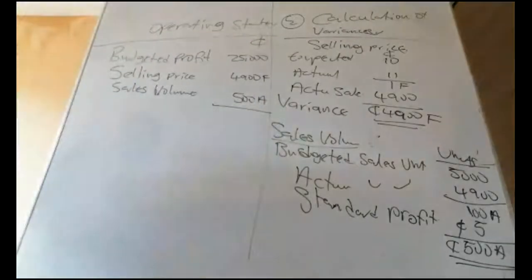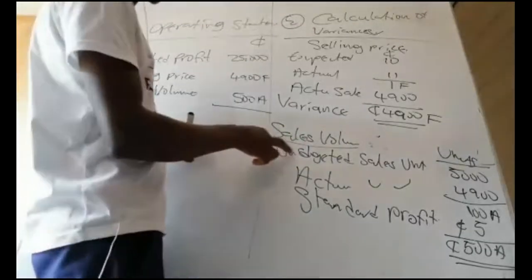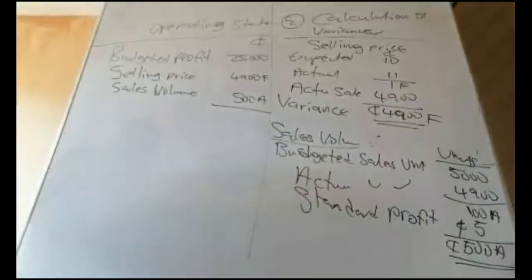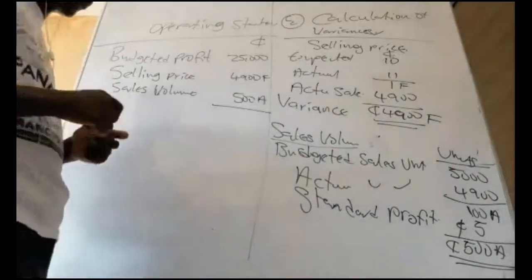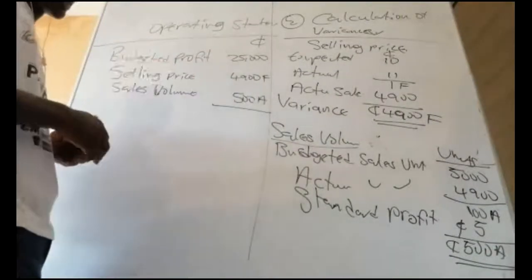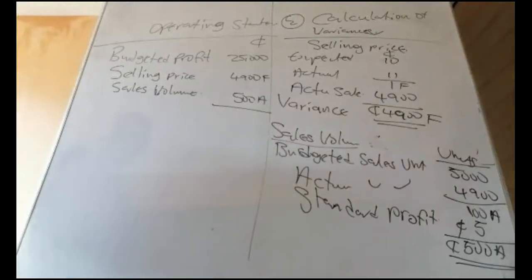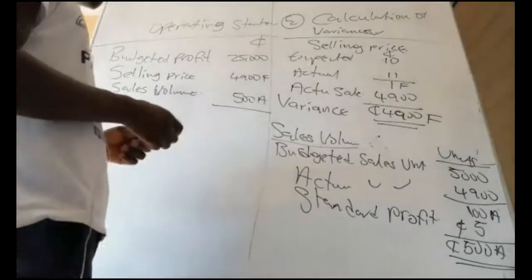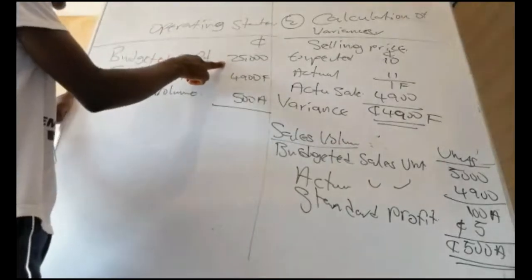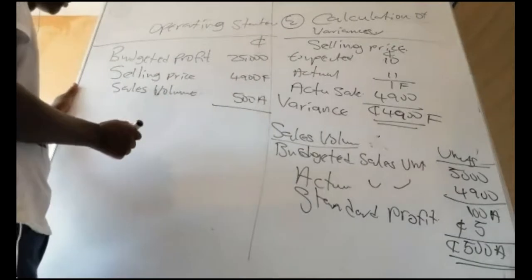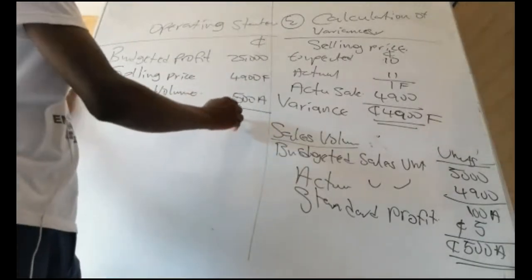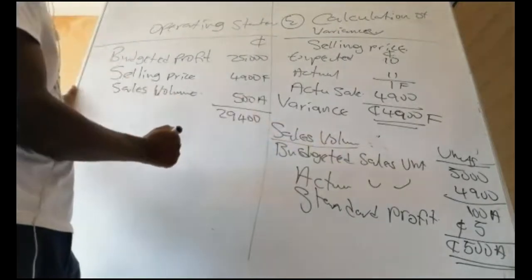This is sales volume variance. It is the difference between the budgeted unit and the actual unit valued at the standard profit. The standard profit that we have is 25,000 in total, divided by the budgeted unit, and we had 5 Ghana cedis, and then now we have the 500. Good. So favorable plus this gives us 29,400. Good, 29,400.